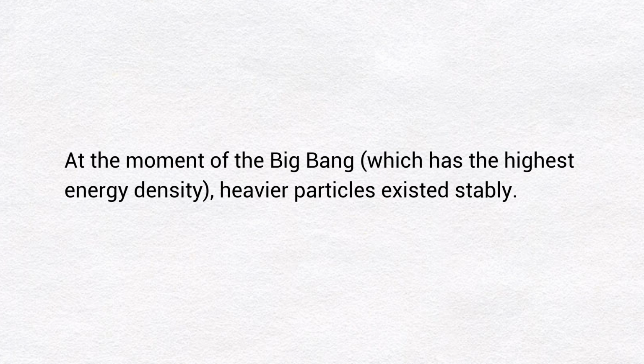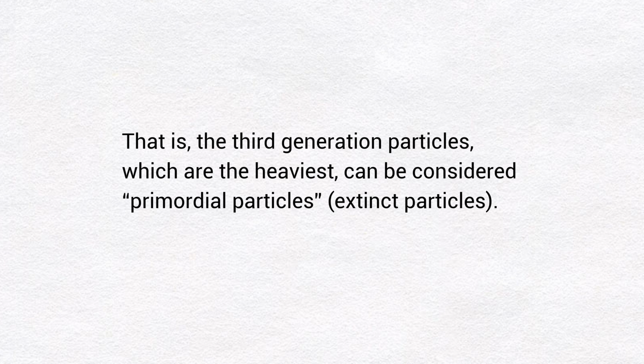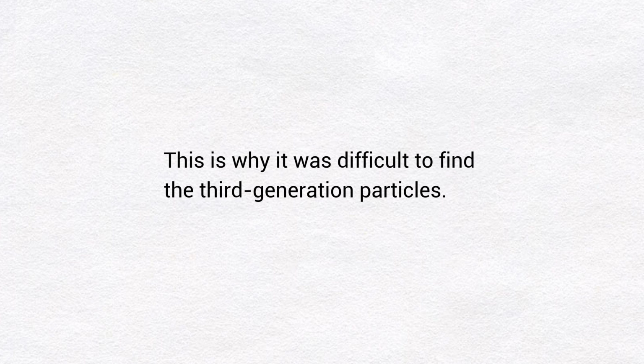At the moment of the Big Bang, which has the highest energy density, heavier particles existed stably. But as the universe expands, the temperature of the universe cools down, and heavier particles disappear. That is, the 3rd generation particles, which are the heaviest, can be considered primordial particles, or extinct particles. This is why it was difficult to find the 3rd generation particles.